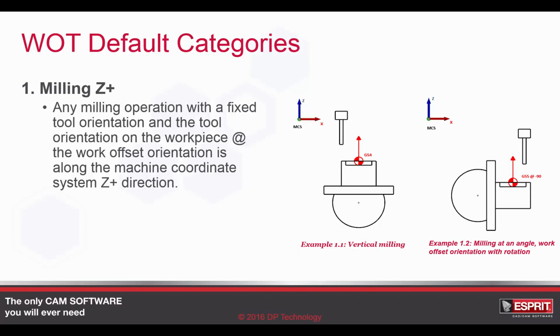First is milling Z+. Here you can choose the default work offset transformation for any milling operation with a tool orientation that is fixed along the Z+ direction of the machine coordinate system. Most typically, this will be vertical milling.